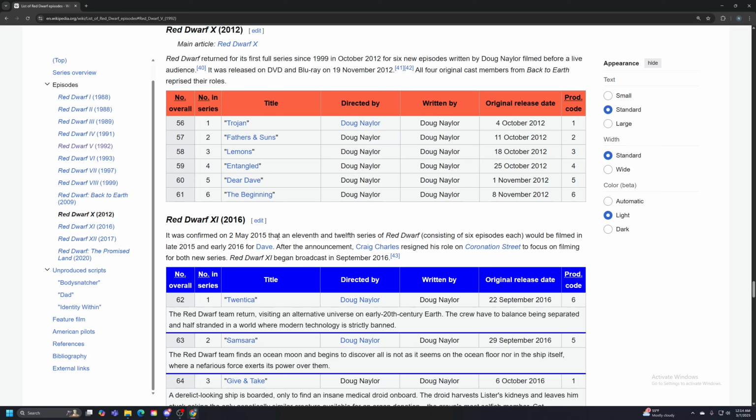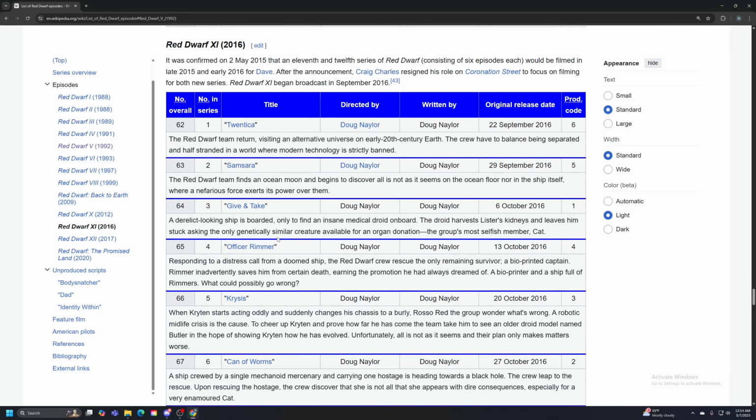Okay. Now, Red Dwarf 11, 2016. Confirmed on the 2nd of May 2015 that an 11th and 12th series of Red Dwarf, consisting of 6 episodes each, would be filmed in late 2015 and early 2016 for Dave. After the announcement, Craig Charles resigned his role on Coronation Street to focus on filming for both the new series. Red Dwarf 11 began broadcast in September 2016.